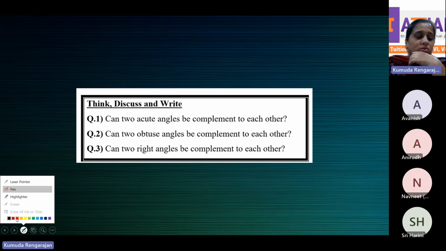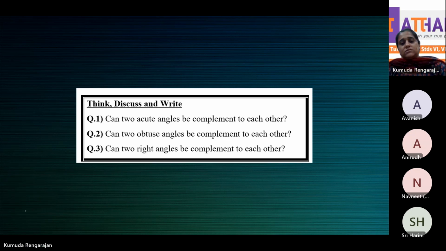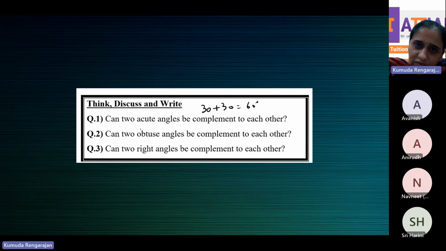Anirudh, answer the first question. Ma'am, can two acute angles be complement to each other? Ma'am, one acute angle measure is 30 degrees. So 30 degrees plus 30 degrees is 60 degrees, and to be complement, it has to be 90 degrees. But it is 60 degrees, so they cannot be complement, ma'am. No, they're not. Can two acute angles, meaning two different acute angles? Why are you taking the same? You need not take the same thing.